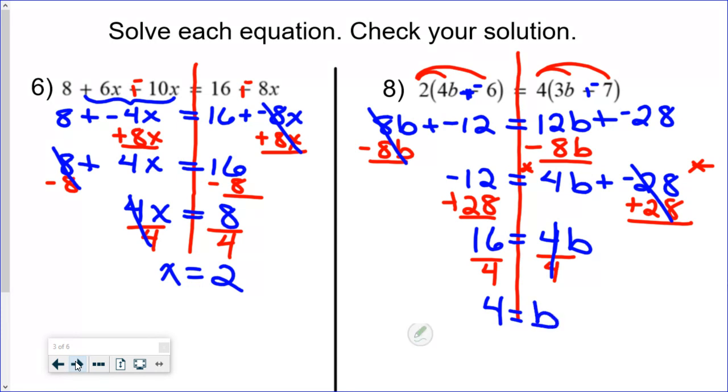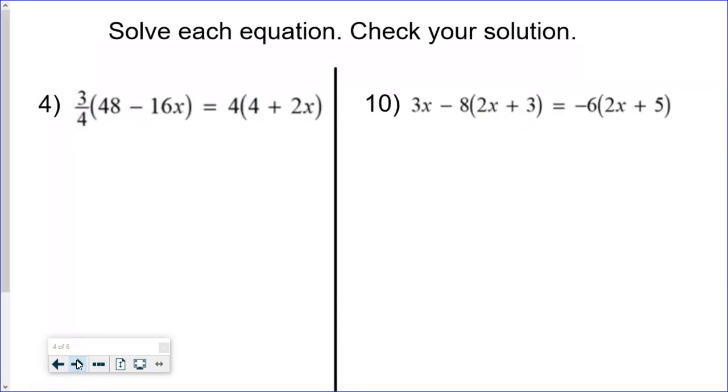Remember, you can always take this 4, put it in your original equation. Anywhere you see a b, check, does the left side and the right side actually equal? They should. Okay, here we go.